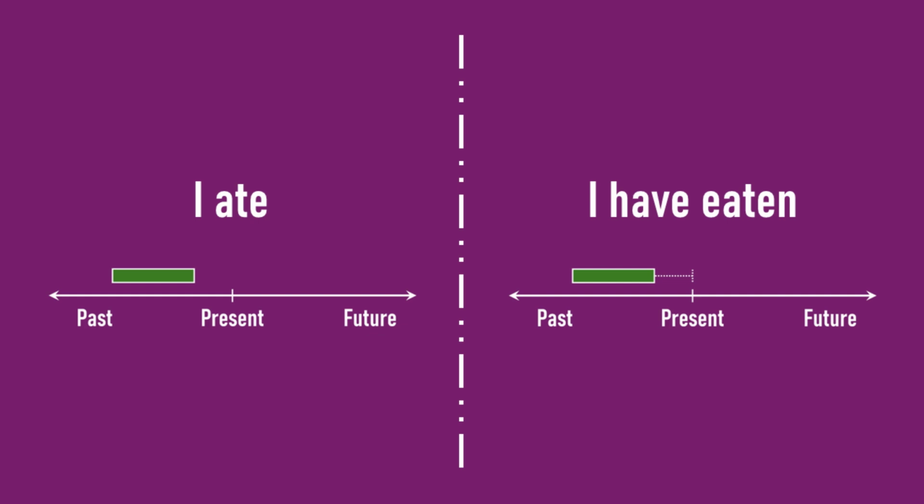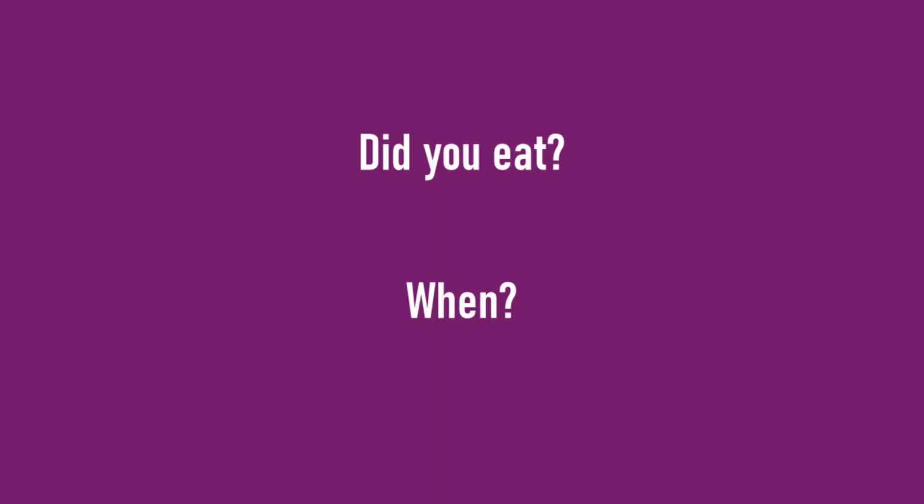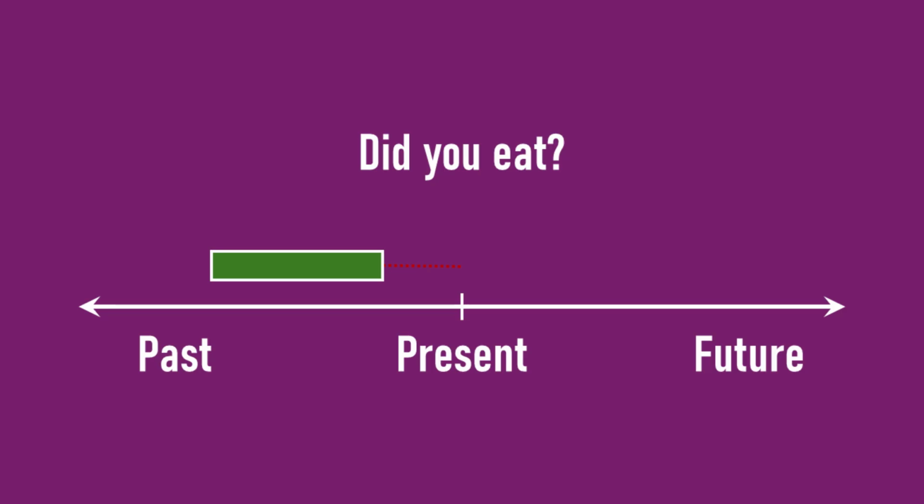We can see this most clearly in questions. If you're wondering if someone wants something when you go out to buy food, you may ask, have you eaten? If you were to ask, did you eat? The response would most likely be, when? Because this non-perfect form doesn't carry the implication that not having eaten, you may still be hungry in the present. It detaches the past action from any lasting significance.